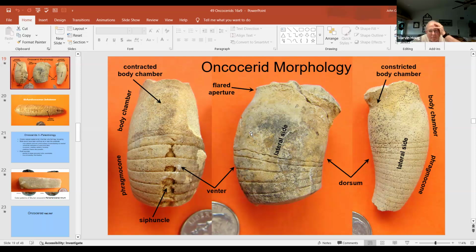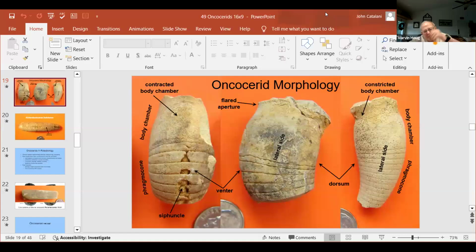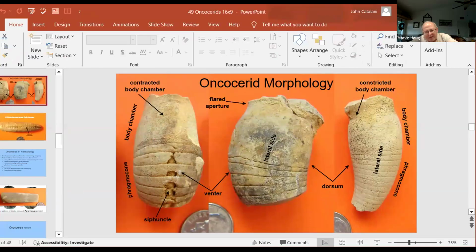Go ahead, Marv. Well, I was just going to ask, off of Catherine's earlier question, John, when trilobites grow, they molt. But in these animals, the body chamber, was it made out of something semi-rigid? I mean, it had to be somewhat rigid in order for it to even fossilize in the shape that we have.